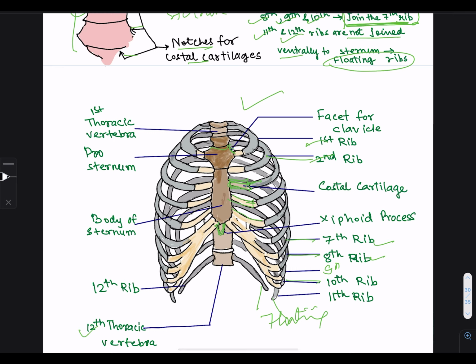This is 12th thoracic vertebra. So you can see the extent of the rib cage is up to this thoracic vertebra. This part is known as prosternum. This is first thoracic vertebra, and this is known as the body of the sternum.